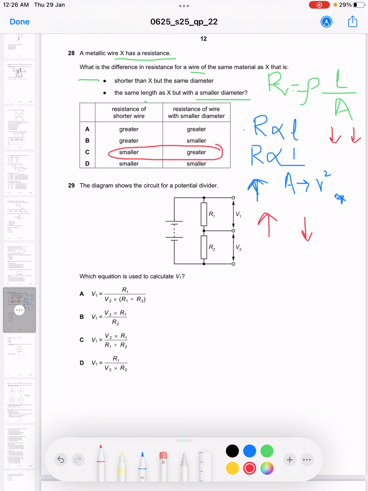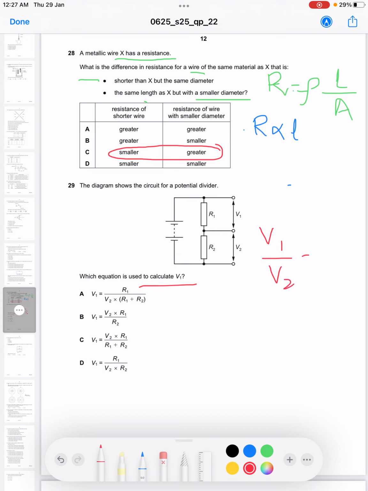Now come to question number 29. The diagram shows the circuit for the potential divider R1, R2, V1, V2. What is the equation that is used for finding V1? Everyone, recall the potential divider. In the potential divider, V1 by V2 equals R1 by R2. V1 is the voltage across R1, V2 is the voltage across R2, and R1 and R2 are the resistances. So here we need to find V1.